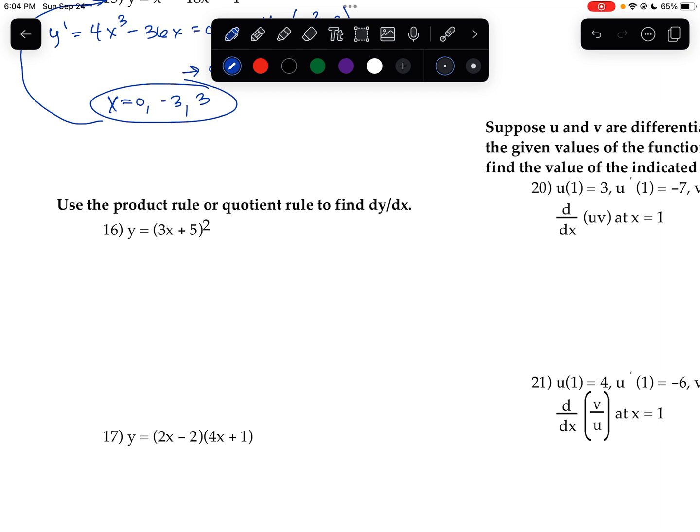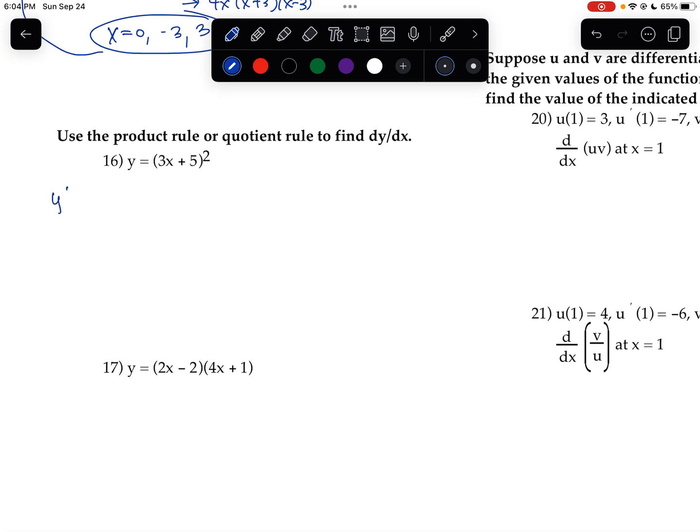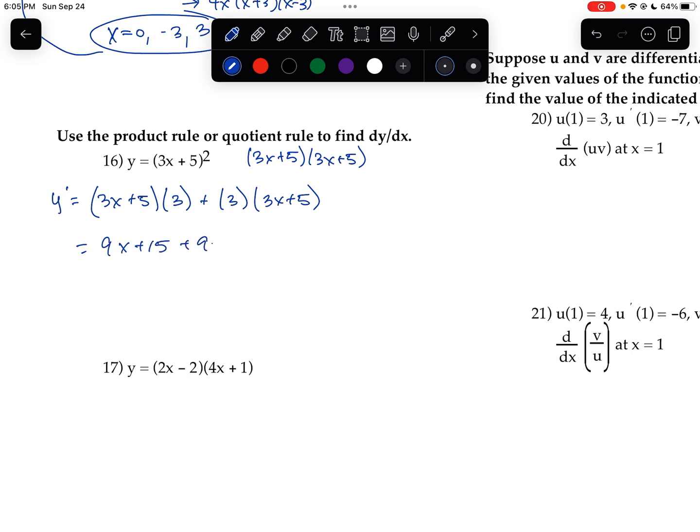Use the product rule or quotient rule to find dy/dx. Alright, so this one's going to need the product rule. So 3x plus 5 times 3x plus 5. You can do the first times the derivative of the second, which would be 3, plus the derivative of the first, which would be 3, times the second, 3x plus 5. So that's just going to be equal to 9x plus 15 plus 9x plus 15. So that's going to be equal to 18x plus 30.